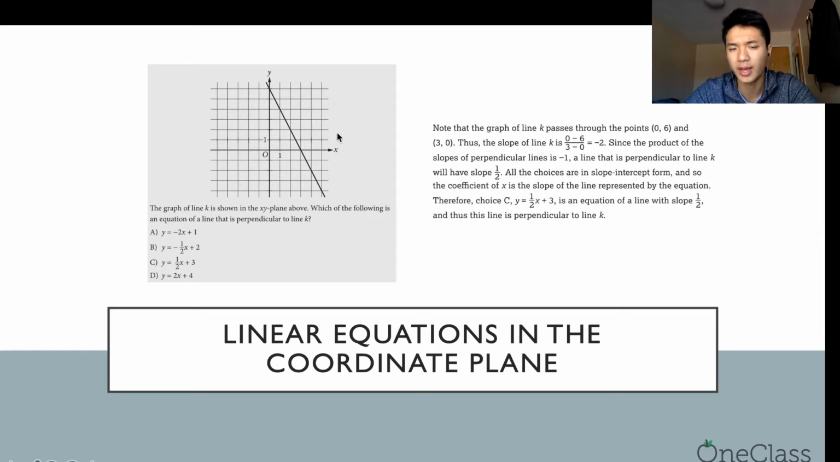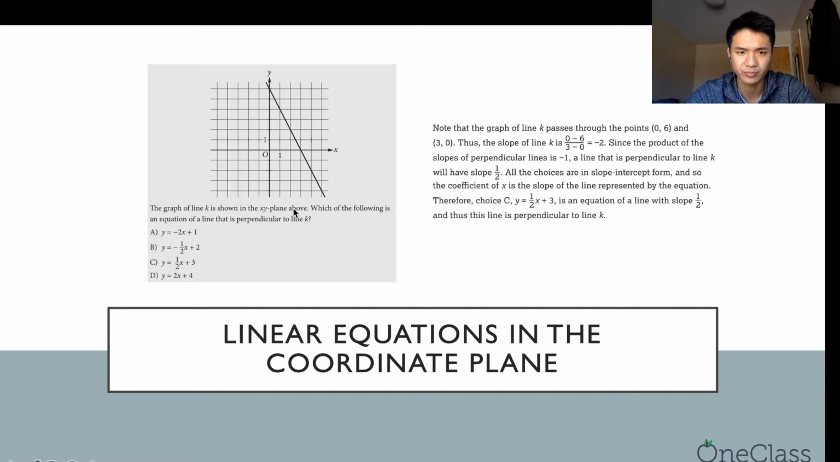And so we know that the slope of a line that is perpendicular to line K is going to be the inverse of -2, or whatever multiplied by -2 is going to equal -1. And so we can say, well, -2 times -1 is 2, and 1 over 2 is 1/2. And so the slope of the line that is perpendicular to line K is going to be equal to 1/2.